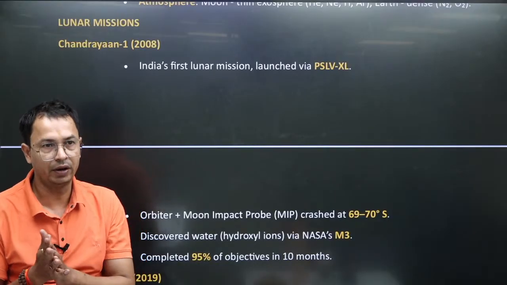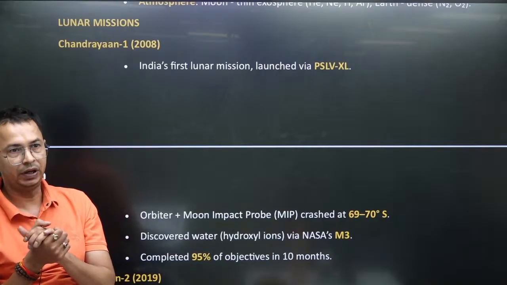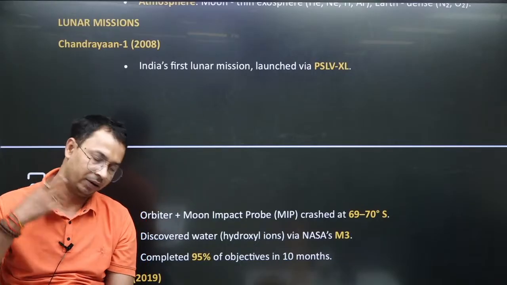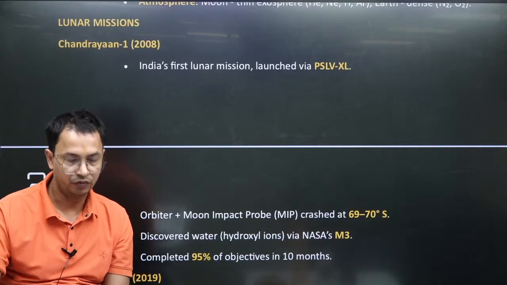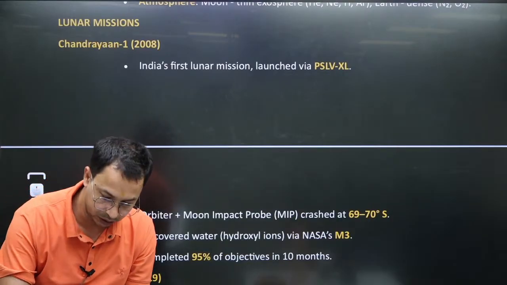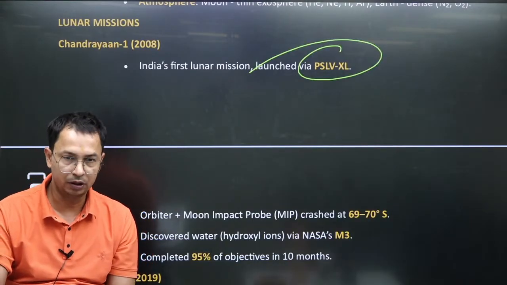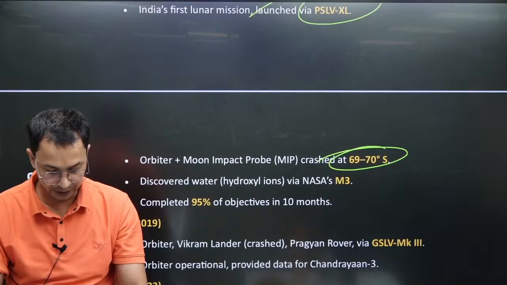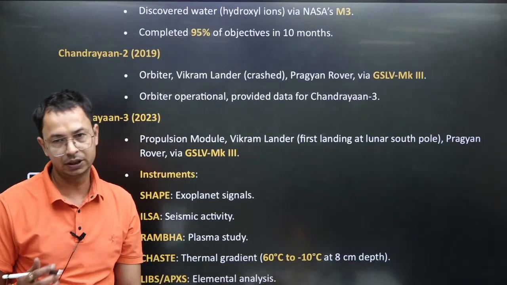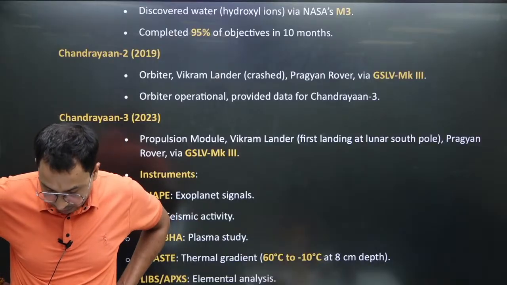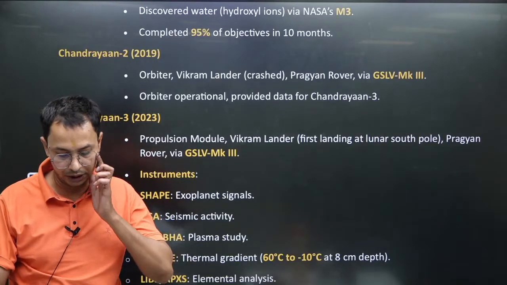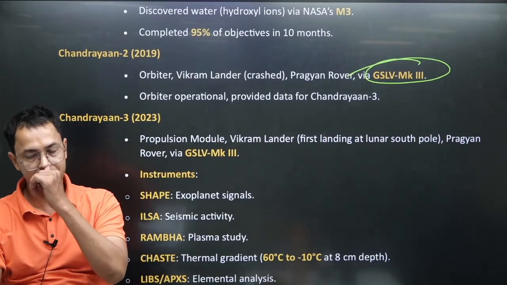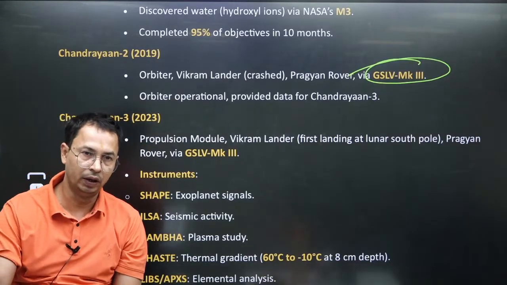Then we will study about the lunar missions. In India, till date we have announced 5 lunar missions, from Chandrayaan 1 to Chandrayaan 5. Then there will be the landing of a man on the moon. The first lunar mission was done in 2008 using the PSLV XL. It was approximately near the South Pole, 69 to 70 degrees south. Then we launched Chandrayaan 2, and we planned to have a soft landing on the South Pole of the moon using Chandrayaan 2. Chandrayaan 2 was launched by the GSLV Mk3 in 2019, and this mission had an orbiter, lander, and rover.